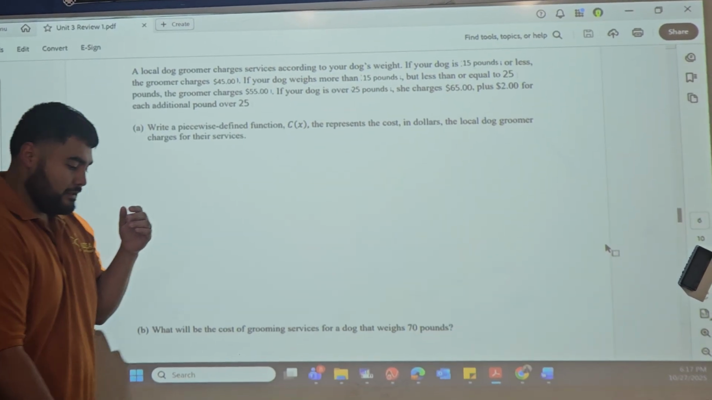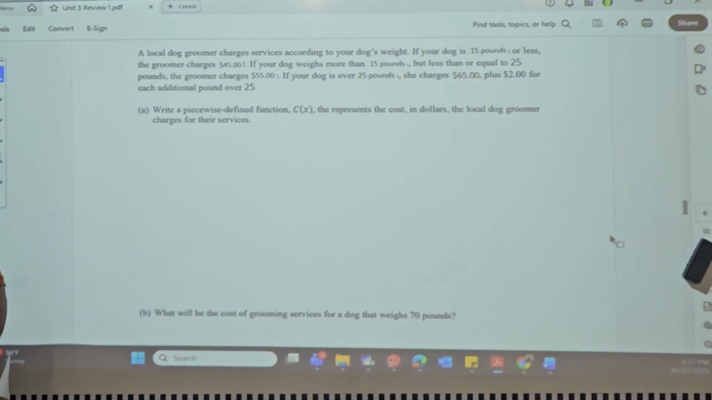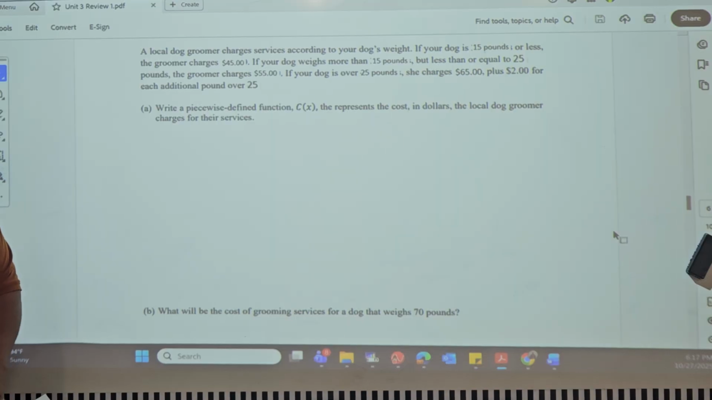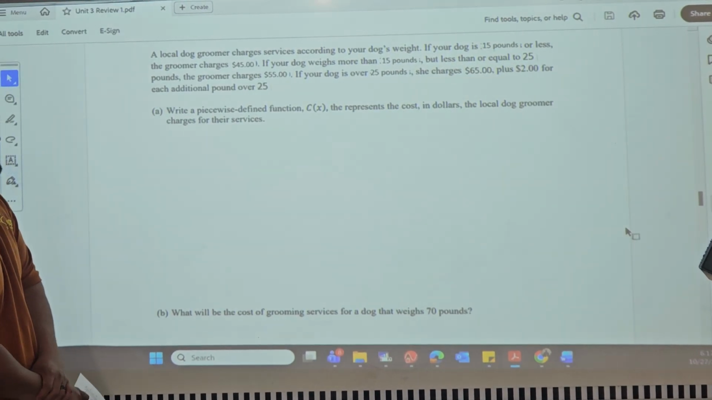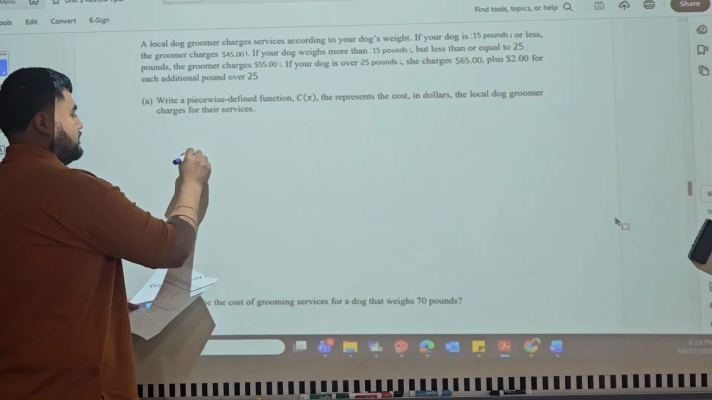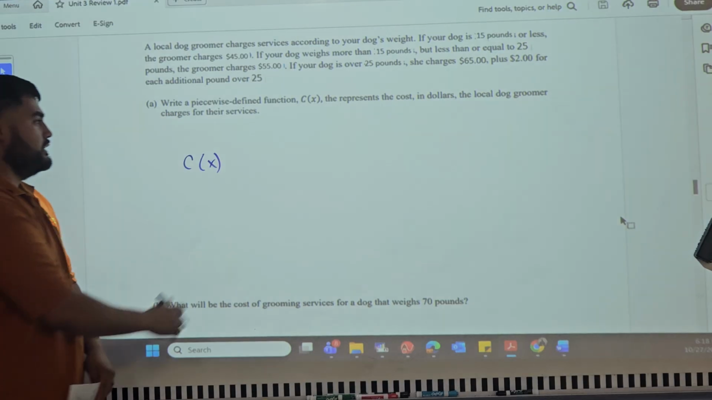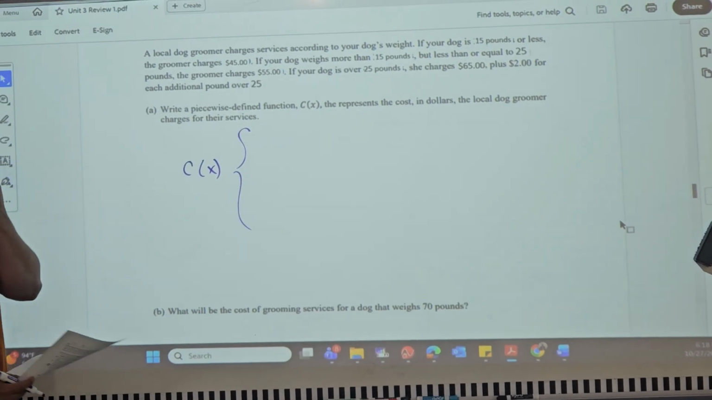So this is what we're going to call a piecewise function. We have to create it. So C of X represents the cost in dollars the local dog groomer charges for the services. So, our function notation, C of X. There are 3 different scenarios that occur here. For starters, right?